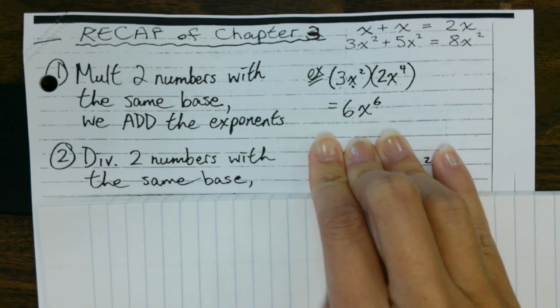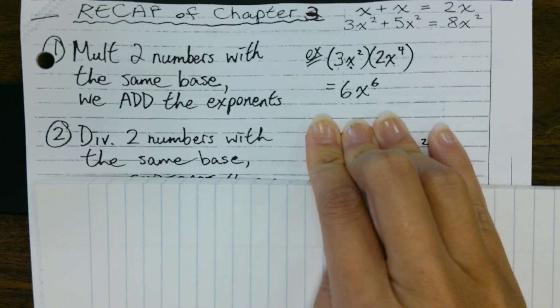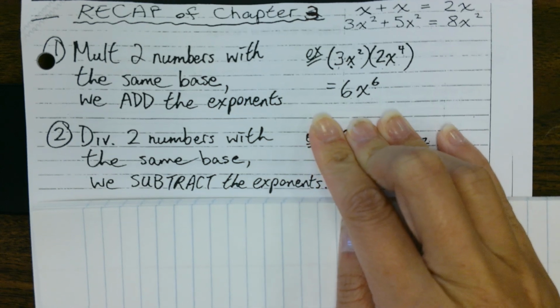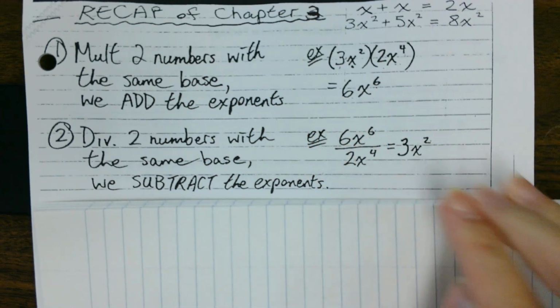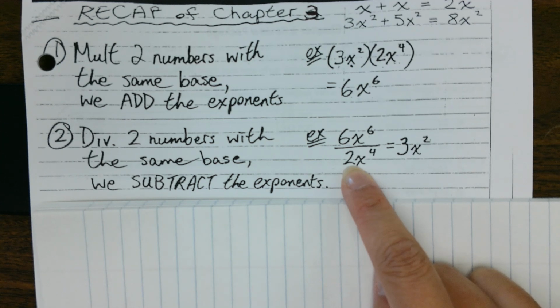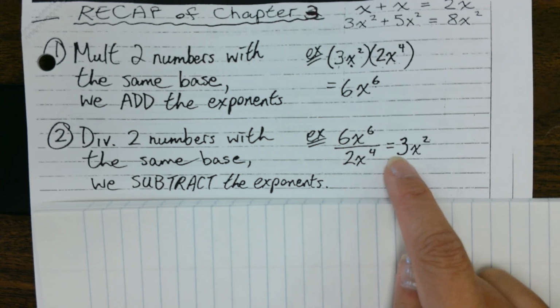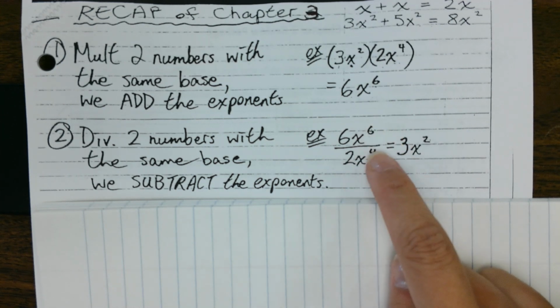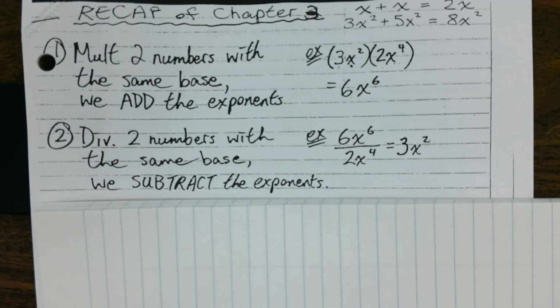What if you are dividing two numbers with the same base? Subtract. You subtract the exponents. So again, in this case, your coefficient is just 6 divided by 2. Same old math that we've been doing for the last 14 years. 6 divided by 2 is 3, but we subtract the exponents to get x squared.